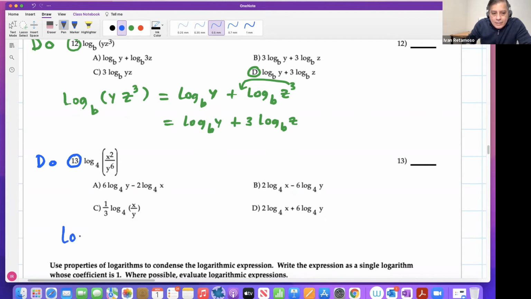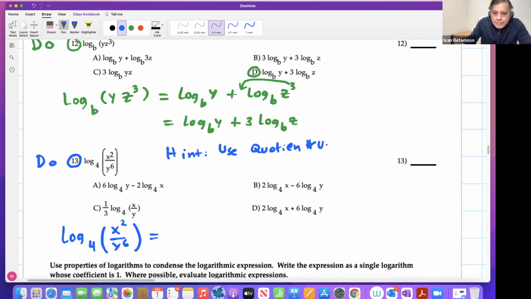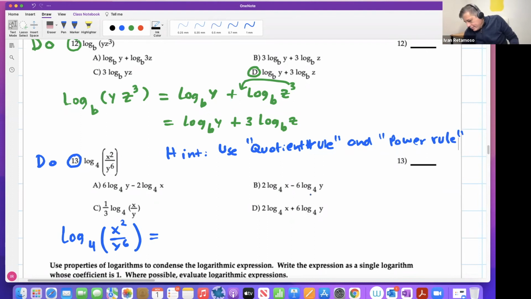Rewrite log base 4 of x squared over y to the 6th power, using the quotient rule first and then the power rule. Use the quotient rule and then the power rule, in that order. Simplify. Let us know if you figure this out.